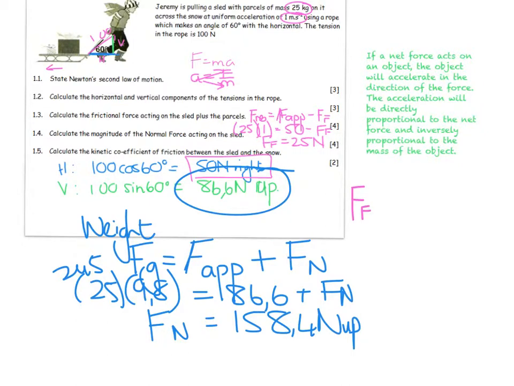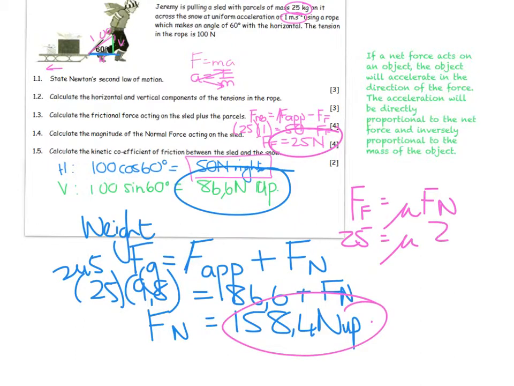The next thing they want us to do is the coefficient of kinetic friction. So FF is equal to mu Fn. Frictional force I've just worked out, 25. Mu I don't know. Normal force I've just worked out, 158,4. And when I rearrange that, I land up with 0,16.